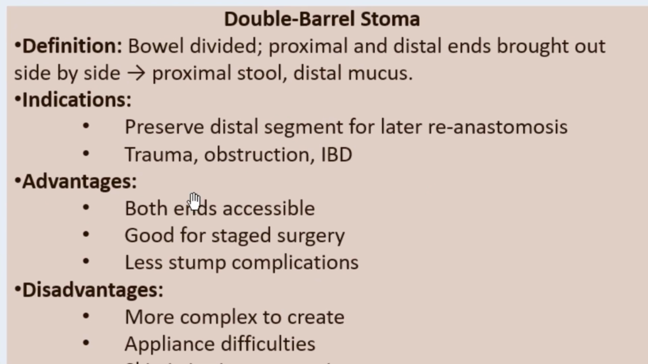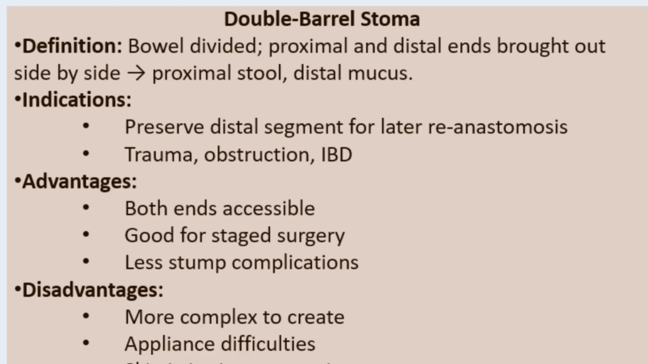Then we have the double barrel stoma, and this one, what happens is that the bowel is divided and the proximal end and distal end are brought out, and they're put in close proximity like double barrels. So the proximal, or the one above, is going to bring stool, and the distal is going to secrete mucus. So the indications of this are if we want to preserve the distal segment for later reanastomosis, if there is trauma, obstruction, or inflammatory bowel disease, and the advantage is that both ends are easily accessible. So you can irrigate, you can clean, stuff like that.